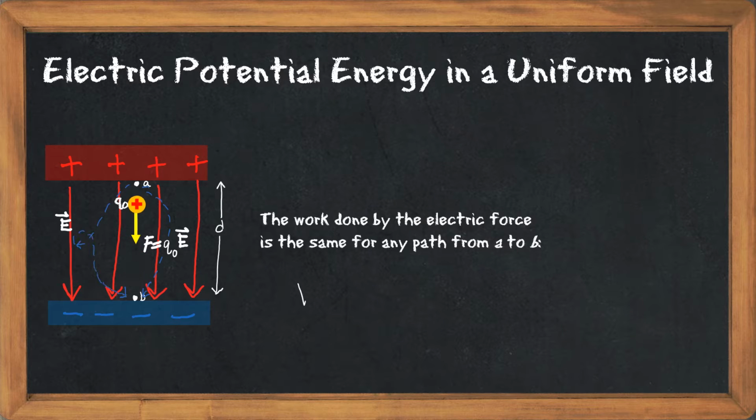So the work done by the electric field is the product of the force magnitude and the component of displacement in the direction of the force. The electric potential energy in a uniform field is the product of the magnitude of the test charge times the dot product of the electric field and displacement.